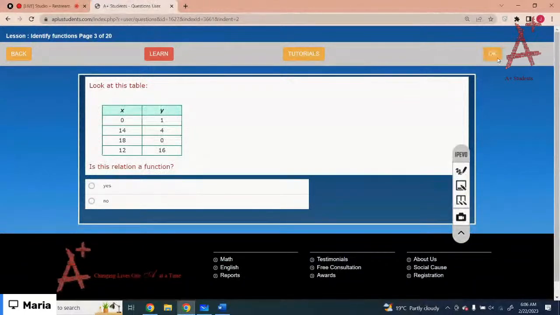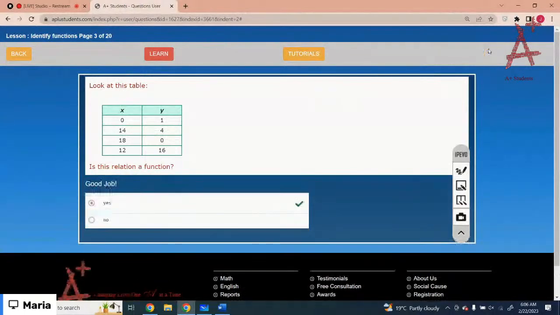Okay, look at this table. Is this relation a function? Just look at the x values and the y values. You have a single value of y for each x, like 0, 1, 14, 4, 18, 0 and 12, 6. So the answer is yes, it is a function. This relation is a function.